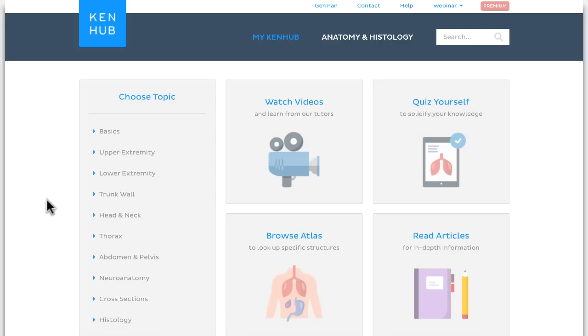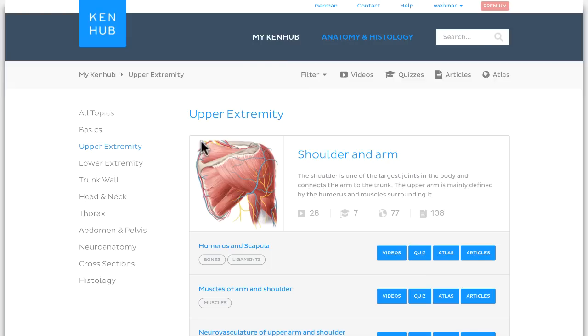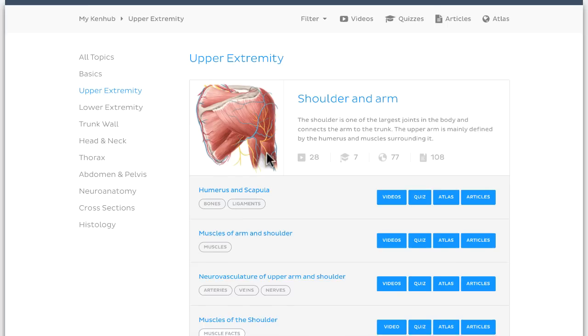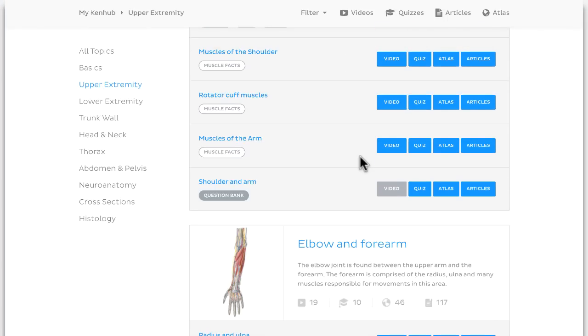I'm now on the website to show you how we have applied the first tip, small goals equal big success, here on the website. The first thing that you see on the dashboard is that we split the content by the different topics here on the left side, and on the right side we split it by different content types. If we were to pick upper extremity, you can see that we split this lecture into chapters. So you have the shoulder and arm, the elbow and forearm, and so on.